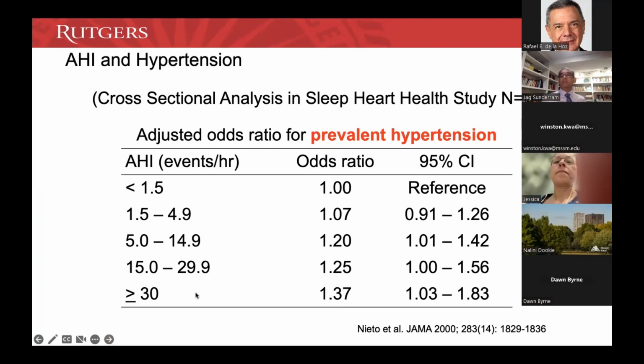And as you can see here, essentially what they showed was that the odds were highest when your index was more than 30. And otherwise, even if you had mild or moderate OSA, there was a higher odds of having hypertension. So the presence of OSA, even mild OSA in this particular study, was associated with prevalent hypertension.